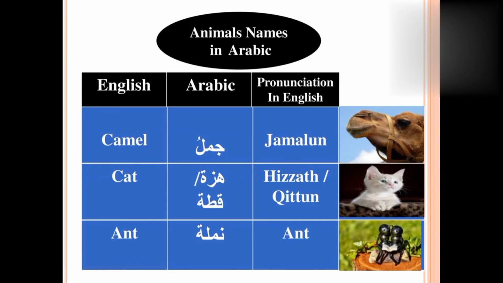For camel we use in Arabic jamal. Jamal means camel. Now see cat. For cat we use in Arabic qittun or hizza. Qittun or hizza means cat. Now see ant. For ant we use in Arabic namla. Namla means ant.